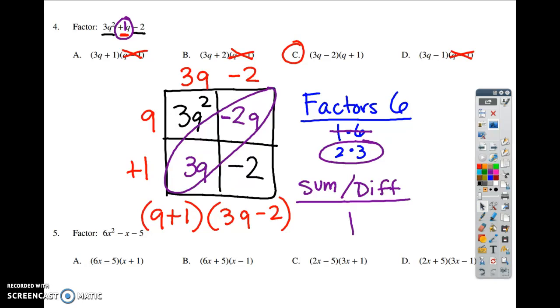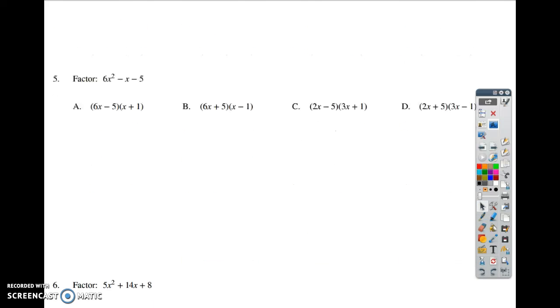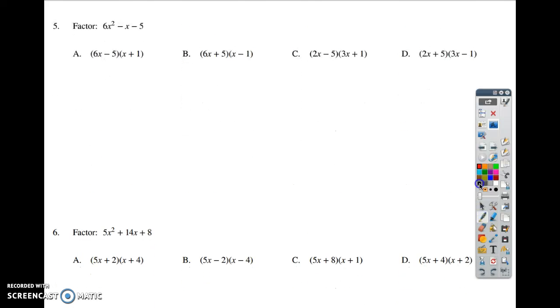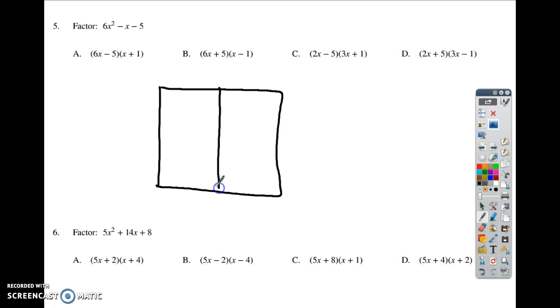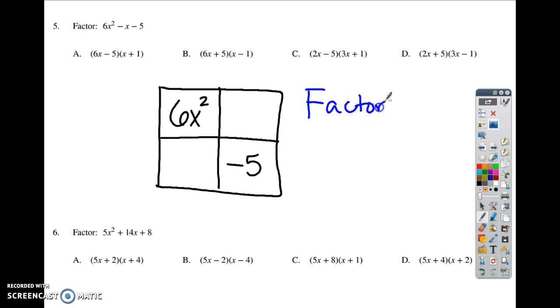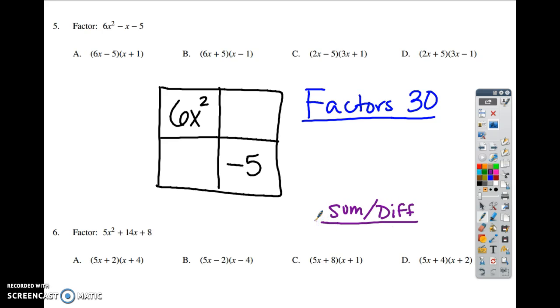Okay, so now let's try to do problem number 5. You put it in the box again. Remember, these questions are going to be very similar to the questions on the test, so make sure that you are paying attention. And then you have to find factors of 6 times 5 is 30, that also give you a sum or a difference of 1. Well, negative 1, but we can just say 1. We don't have to worry about the sign right now.